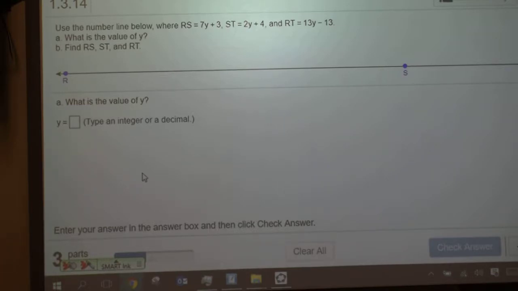You guys in this row, if this gets in your way, you can slide your desk over, or you can sit in this row. Doesn't matter.